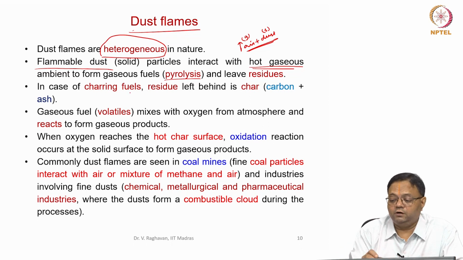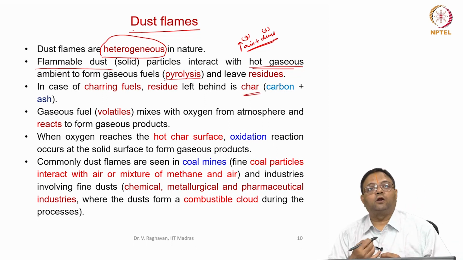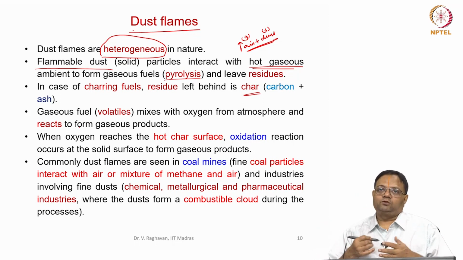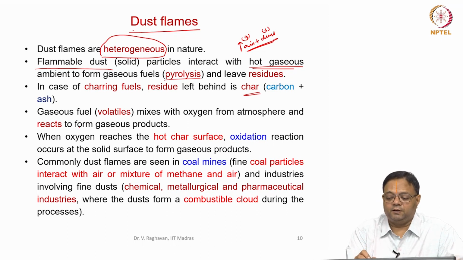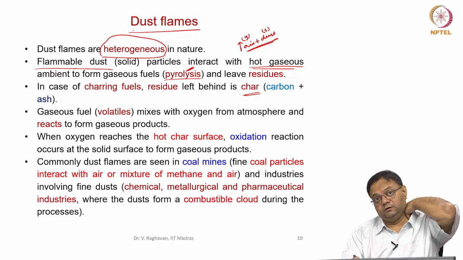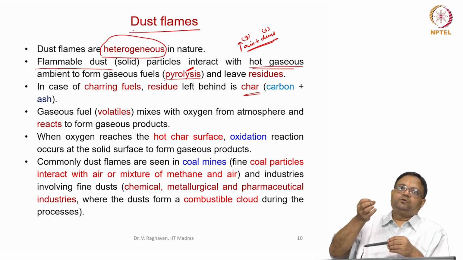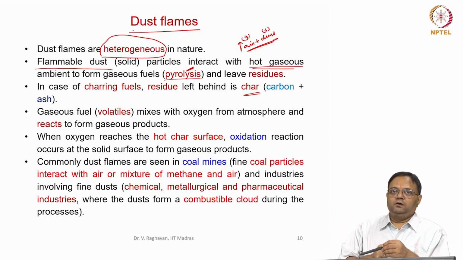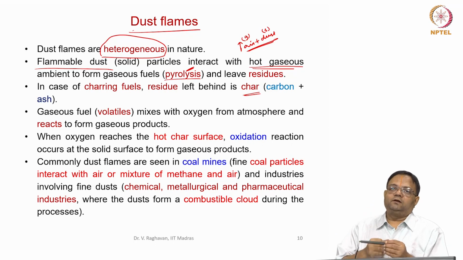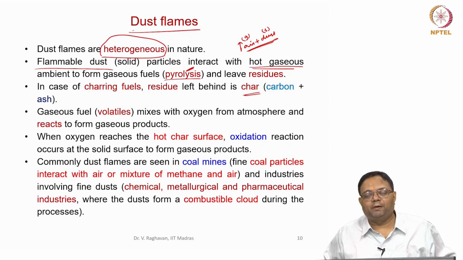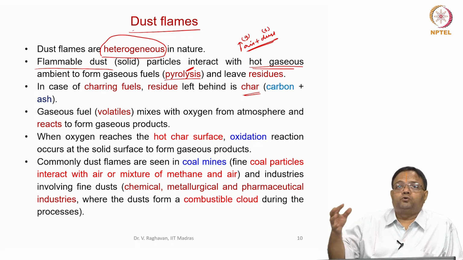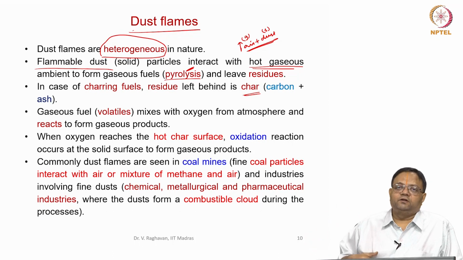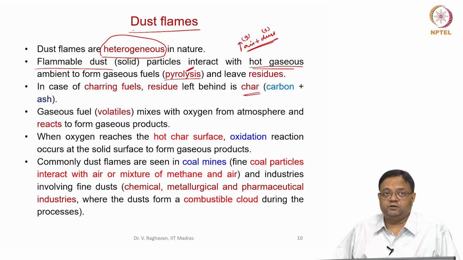Now for the charring fuel, char will be formed, carbon from ash, and that can also get heated up and react with oxygen as a surface reaction. Again, that means the rate limiting step is basically the pyrolysis step, where the heat is required. First of all, the dust particles will take heat from the ambient, get heated to a temperature which is close to pyrolysis temperature, then pyrolysis gases are released. Then the pyrolysis gases can contribute to gas phase combustion.